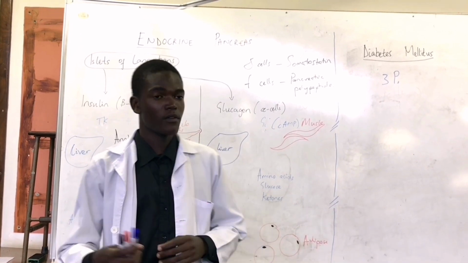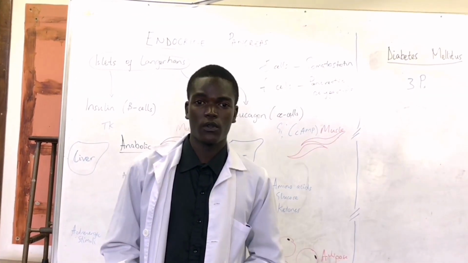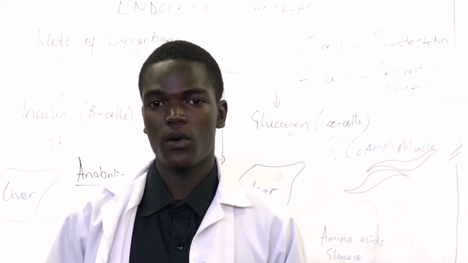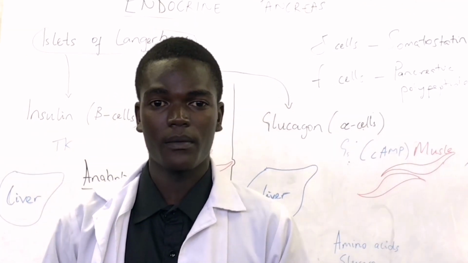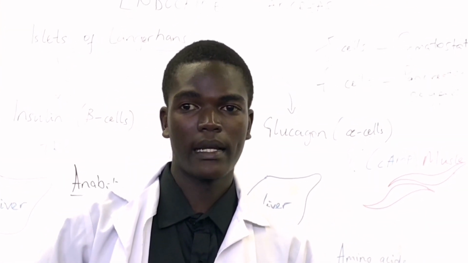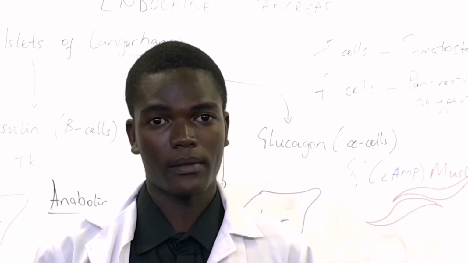So today I'll be taking you through the endocrine pancreas. The pancreas is composed of two parts. We have the endocrine pancreas, the one which secretes hormones directly into the bloodstream. Then we have the exocrine pancreas, the one which secretes into the gut. This one does not secrete any hormones, it secretes digestive enzymes.